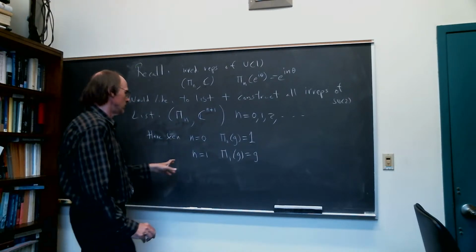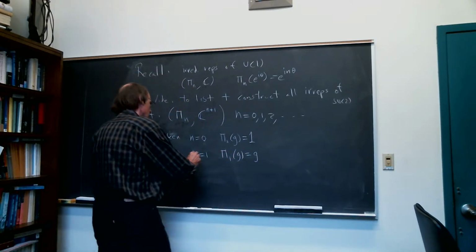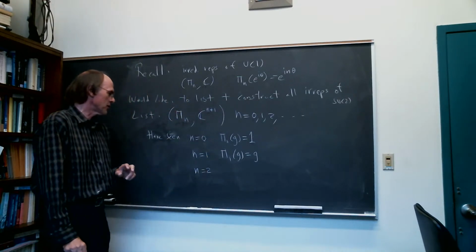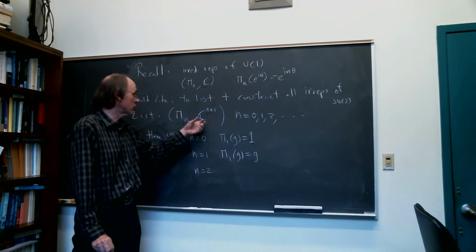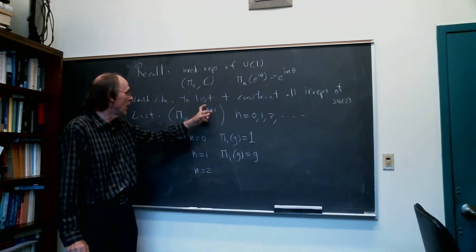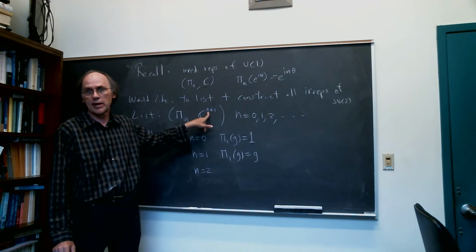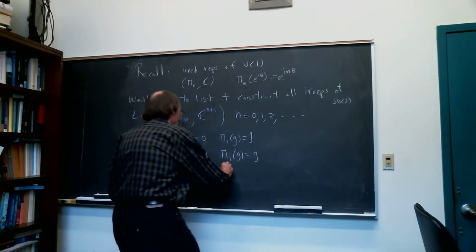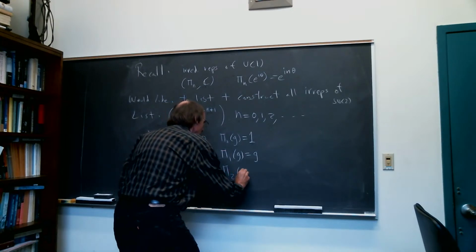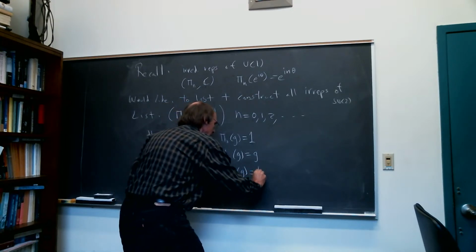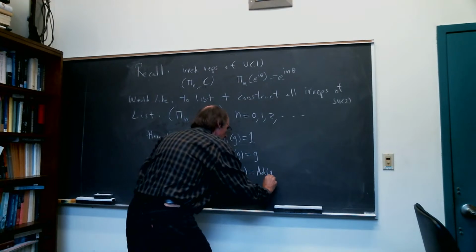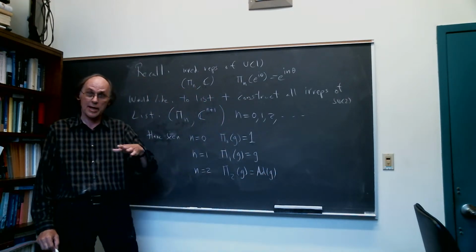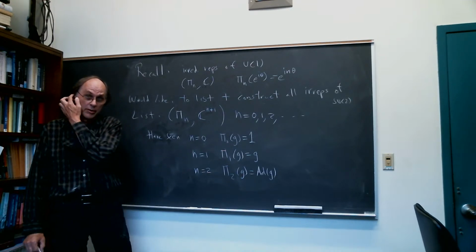And then we've got n equal to 2. Actually, we also saw this. We saw an irreducible representation of SU2 on C3, which was the adjoint representation. So pi 2 of g was equal to the adjoint representation. This was just the representation of SU2 on its Lie algebra, which was 3-dimensional.